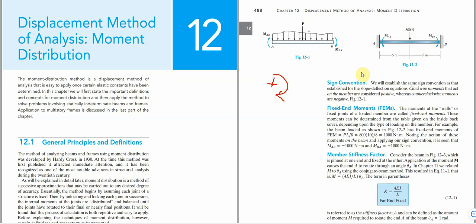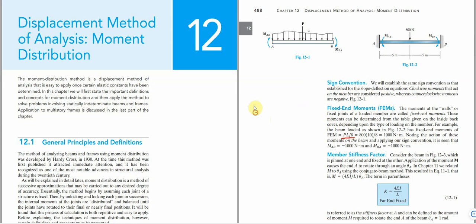Now, every beam arrangement has its own fixed end moment, and there are different fixed end moments for each particular beam detailing or beam support type. For instance, when we have a beam like this, the formula we'll be using is PL over 8, where P is the point load and L is the span, and that 8 is a constant for this type of loading.